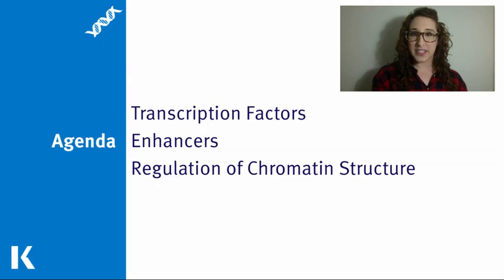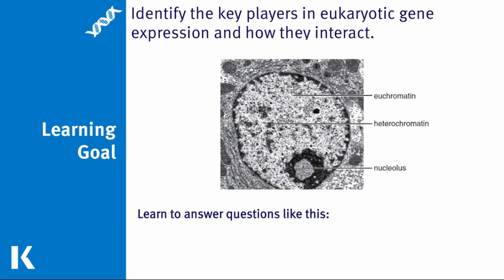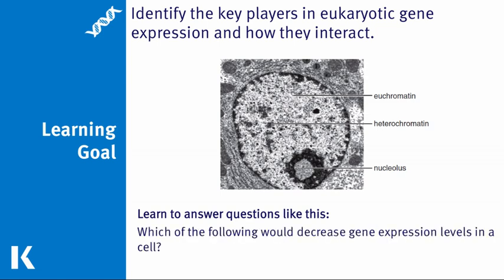This video covers a basic definition of transcription factors, which are the proteins that work with enhancers to increase gene expression. You'll also be introduced to regulation of chromatin structure, which can affect whether gene expression is increased or decreased. The main goal of this review is for you to be able to know the individual actors who make eukaryotic gene expression happen and how they work together, so keep that goal in mind as you work through the video. Ideally, by the end you'll be able to answer questions like this one about decreasing gene expression, both in practice questions and on test day.